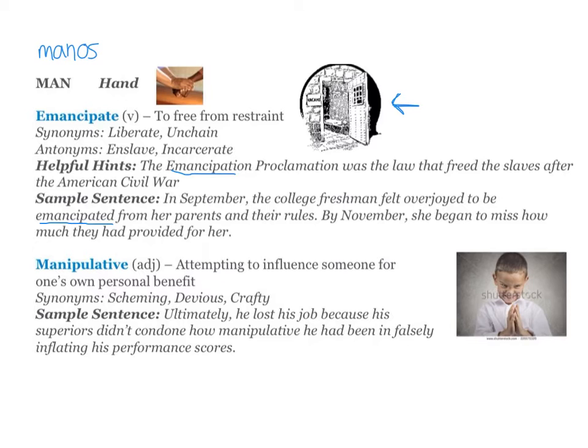The sample sentence is: Ultimately, he lost his job because his superiors didn't condone how manipulative he had been in falsely inflating his performance scores. So he's trying to trick his bosses by being manipulative and trying to lie about the scores that he got on tests, for example. This picture over here is a manipulative child, so he's maybe planning how to trick his parents. An example of how a child could be manipulative would be if they wanted permission to do something and they told dad, oh, mom told me I could, and told mom, dad told me I could, to try to manipulate his parents into getting whatever he wants.